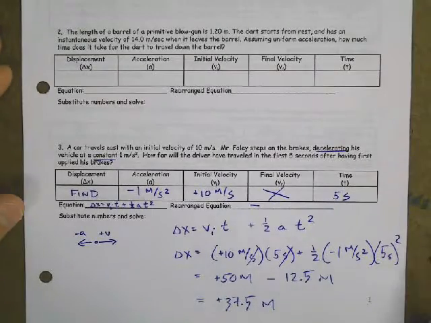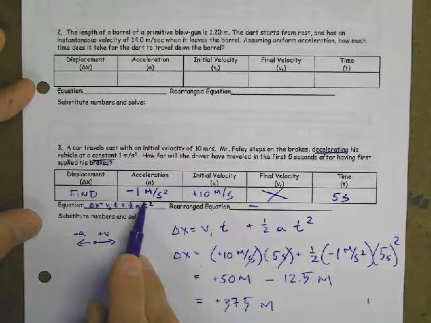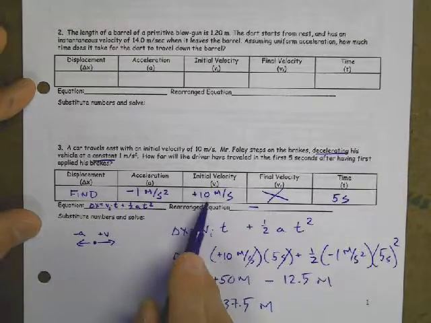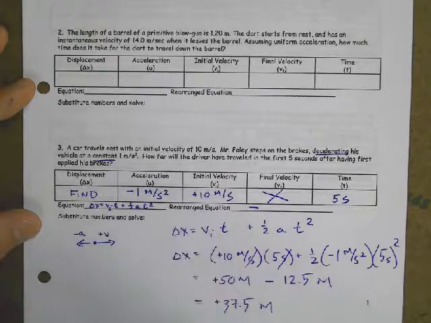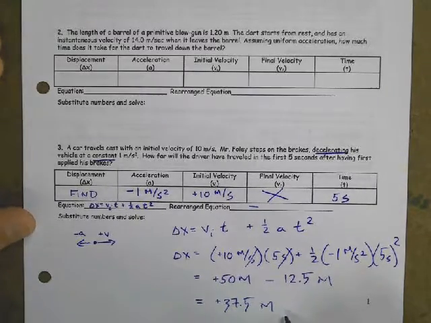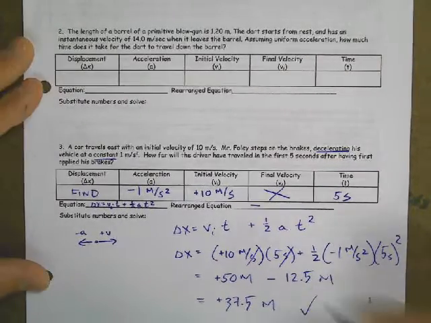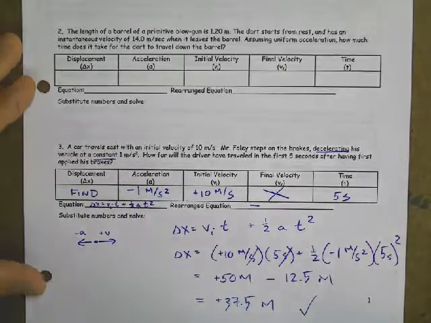Question for you, what if instead of decelerating at 1 meter per second squared, what if he actually hit the gas and he accelerated starting at 10 meters per second? Answer is that you'd still have the 50 meters that you'd start with, but then you would have to add 12.5 meters. And so his displacement would actually be 62.5 meters. And that should make sense because if he's accelerating in the same direction that he was initially traveling, he should be going further. Okay, so we're going to call that our answer for this problem.